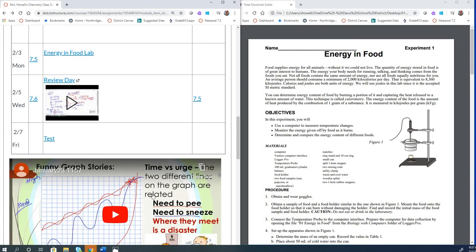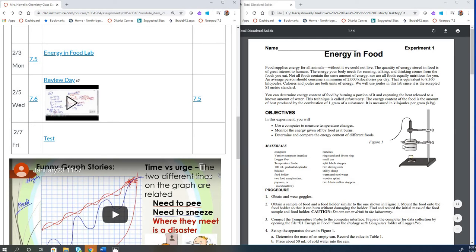Okay, so we're gonna go ahead and start. Hopefully you had time to do quiz 7.5. If not, then you get to do it on your own time. I did not print this out, but it is on the computer and you can look at it.